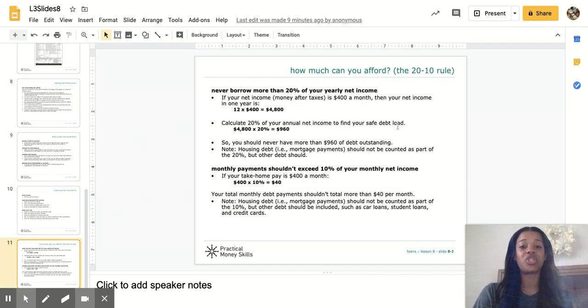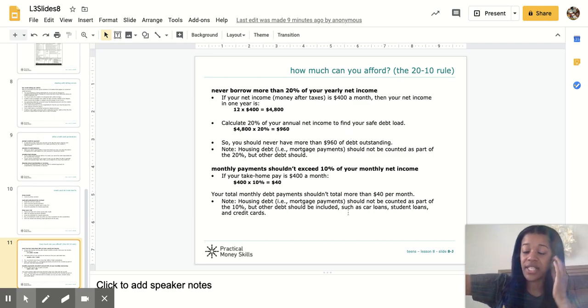Never borrow more than 20% of your yearly net income. So if your net income is $400 a month, then your net income in one year is $4,800. Right? So 20%, a safe amount to borrow, would be $960. You might say, oh, but I'm just borrowing. The reason being is because if you go over that, you're going to be severely in debt and it's going to take that long to pay it off.